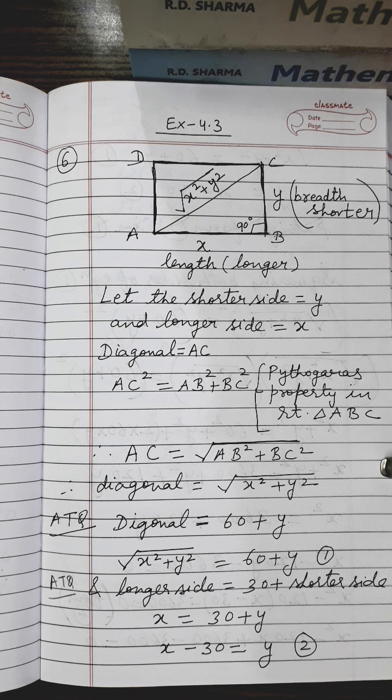Children, today we will do question number 6 exercise 4.3. The question reads, the diagonal of a rectangular field is 60 meters more than the shorter side. If the longer side is 30 meters more than the shorter side, find the sides of the field.